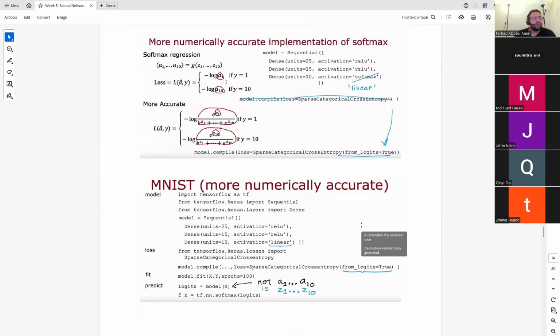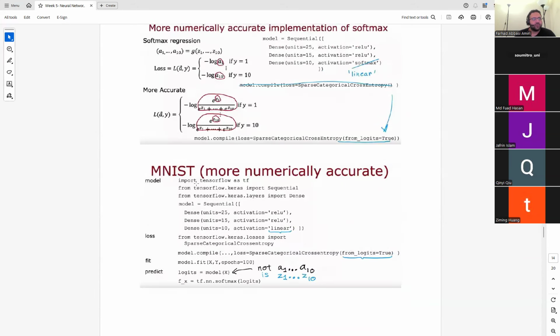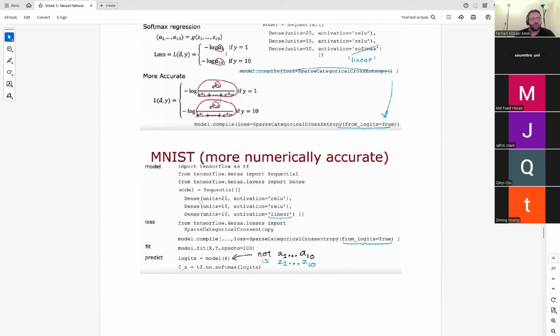And this is the whole code for multi-class classification. So you import TensorFlow as tf. From tensorflow.keras, you import Sequential. From tensorflow.keras.layers, you import Dense. Build up your model using the Sequential of 3 layers. First hidden layer with 25 units, activation ReLU. Second hidden layer, 15 units, activation function ReLU. And then the last output layer, it's a multi-class classification, so you should use the softmax function as an activation.